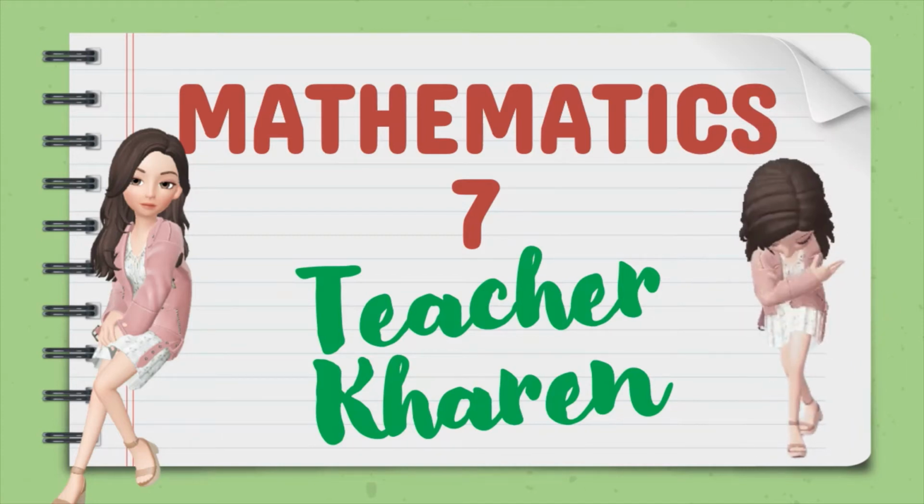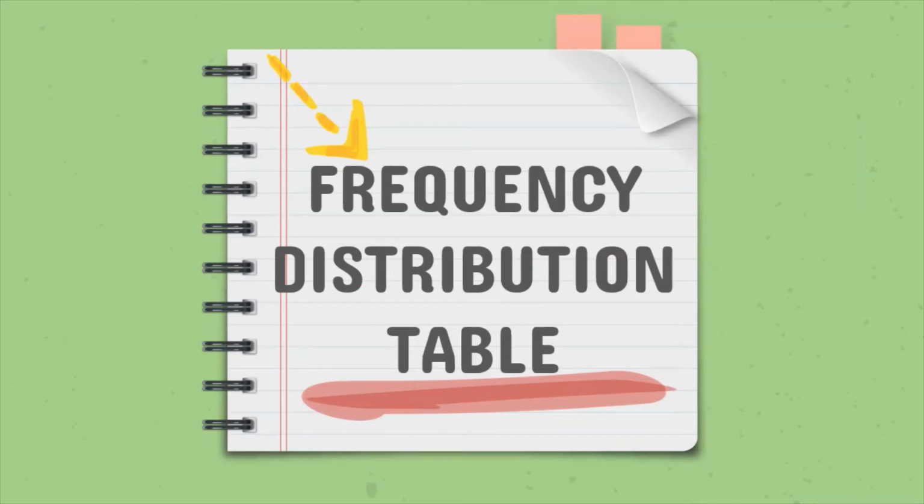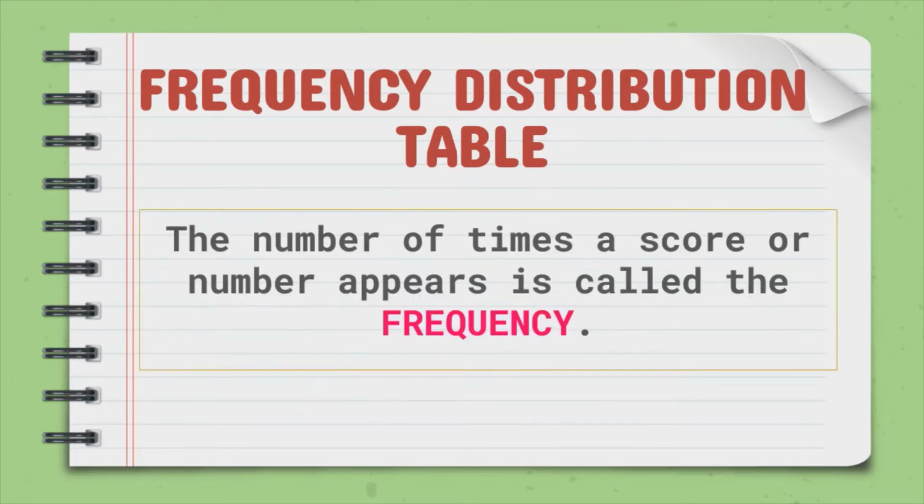Ako po si Teacher Karen na magtuturo sa inyo tungkol sa organizing data naman, we have frequency distribution table. So, one way of organizing data is the frequency distribution table. A tally mark is used to record how often a particular score or number occurs. The number of times a score or number appears is called frequency.